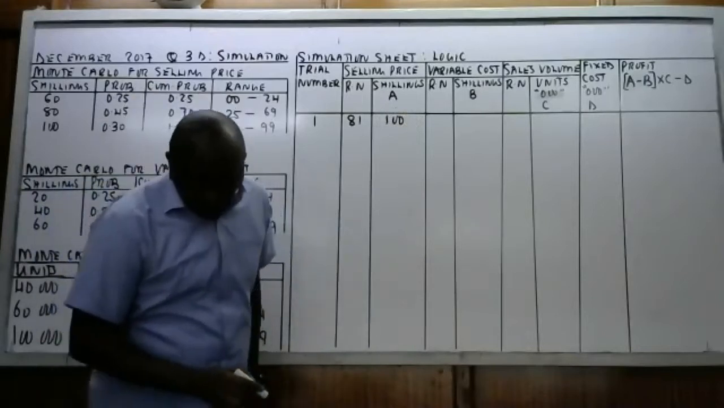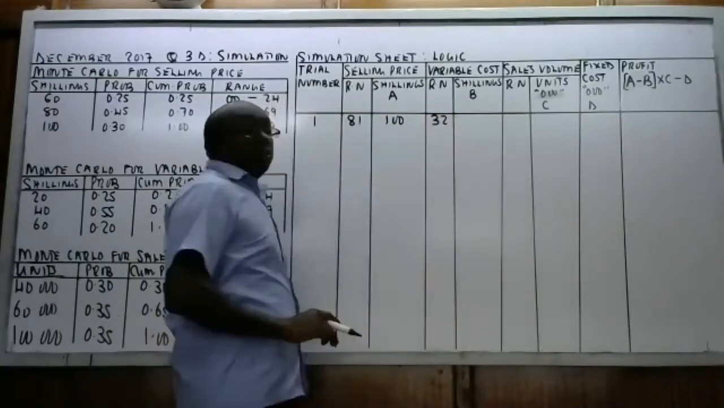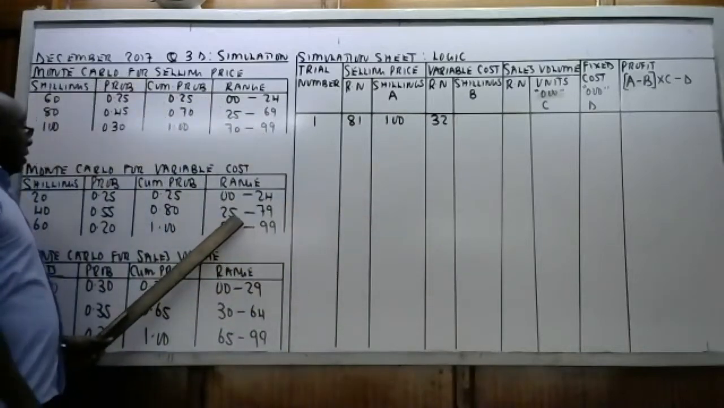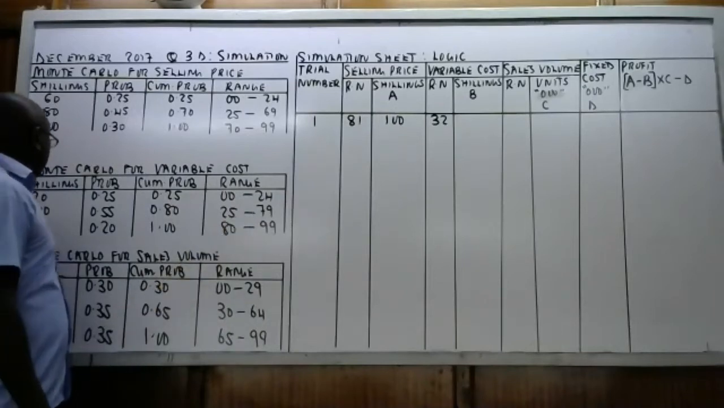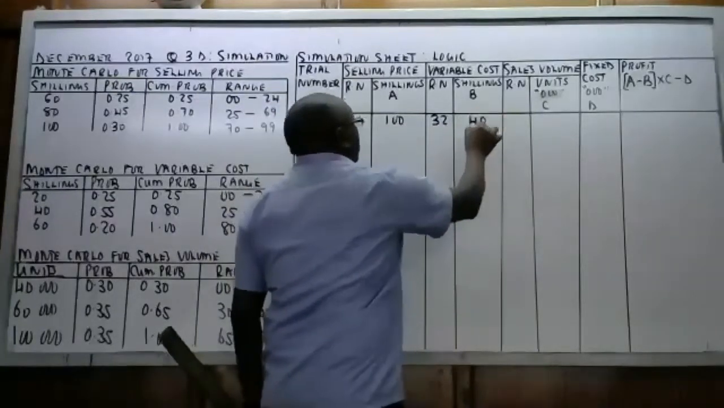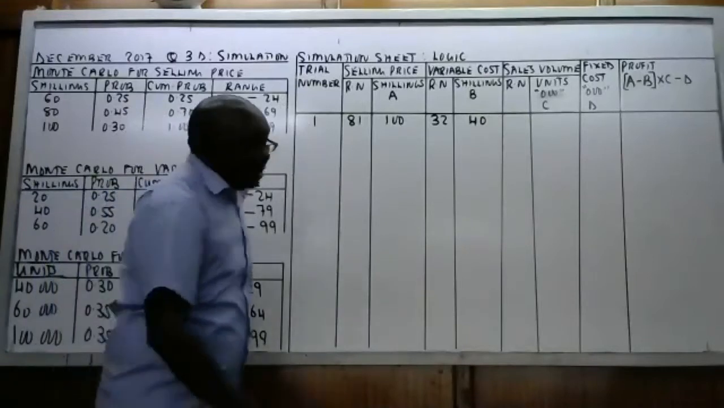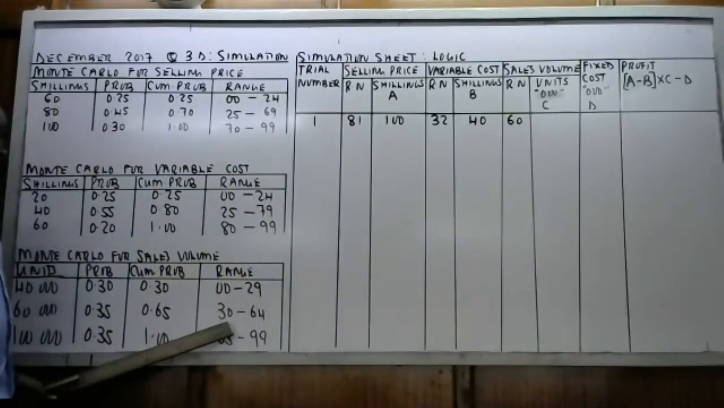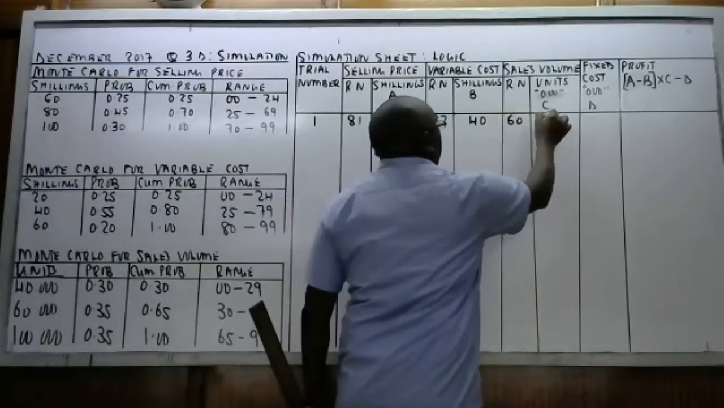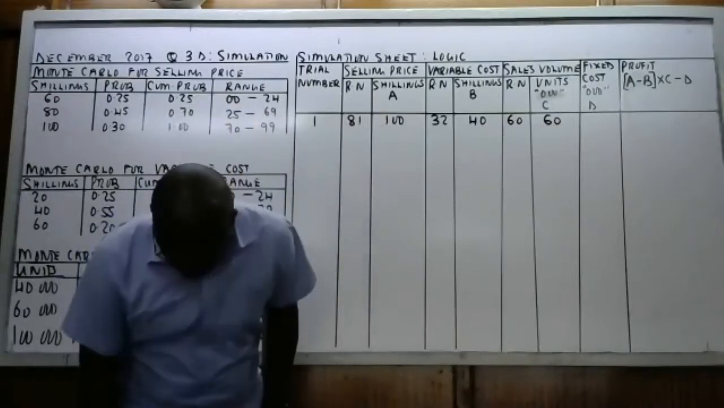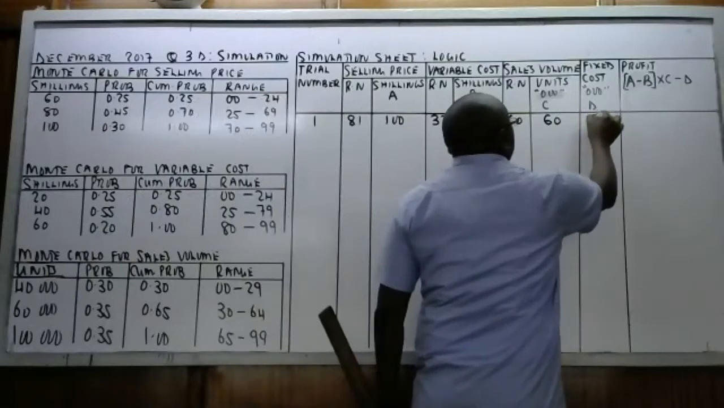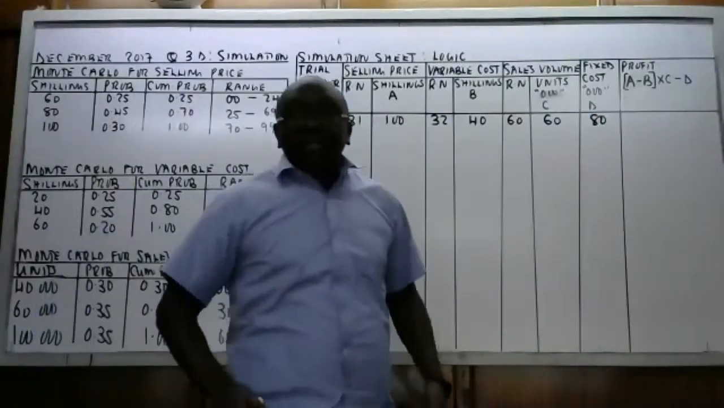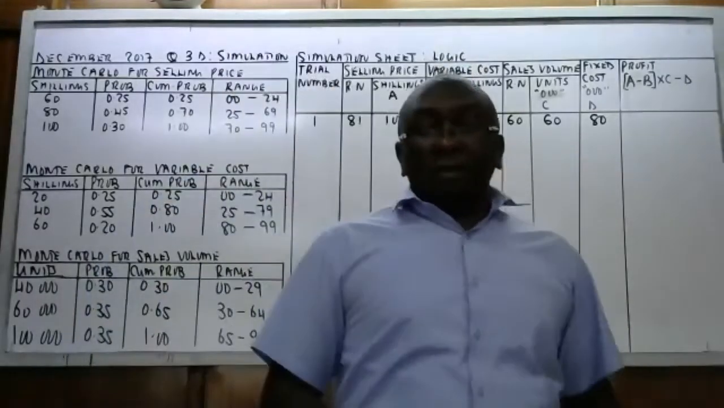Take the next random number, that's 2. There is no harm if you decide to take it vertically, still okay. So that's 2, when you come here, it is between 25 and 79. So that gives us 40. The next random number is 60. So 60 is here, 60,000 units. Remember, we are saying they're in thousands. Then for the fixed cost, we are told it is 80. So use this formula and give me the profits.